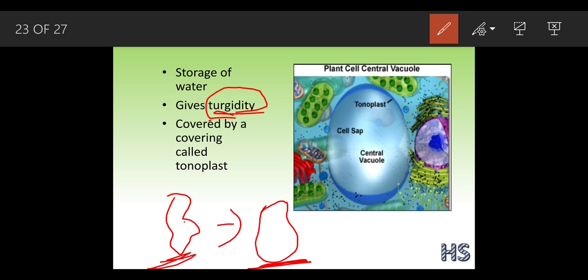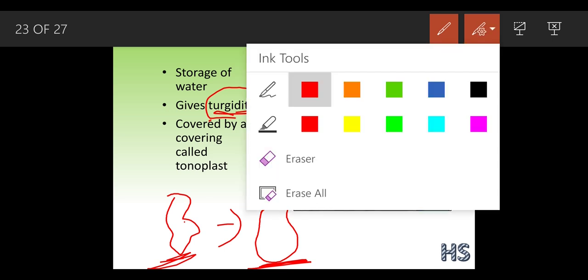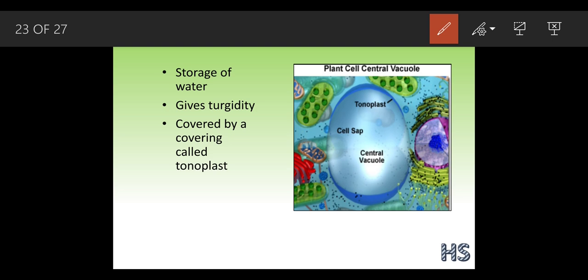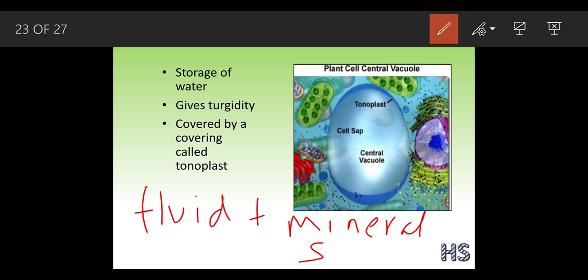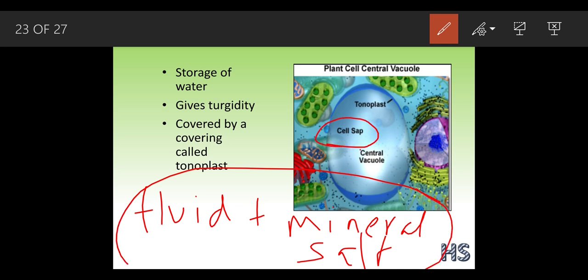This vacuole contains fluid and mineral. That fluid means water, and the mineral means mineral salts. This fluid plus a mixture of mineral salt is together called the cell sap. We can't consider clearly fluid only, we have to mention mineral salt also. So that is why it is called the cell sap.